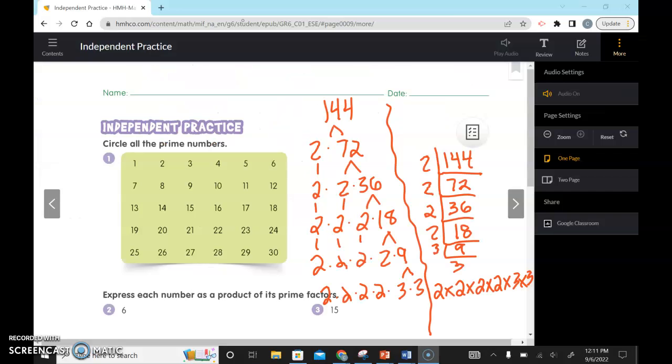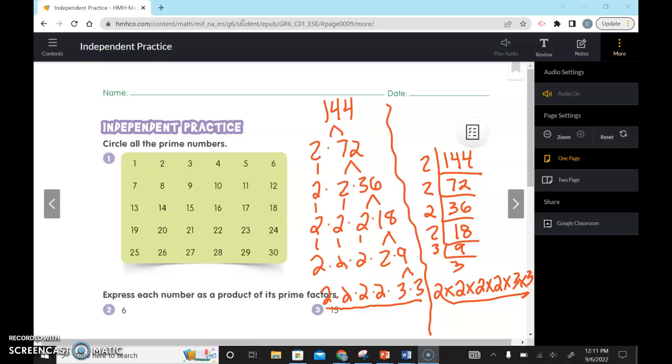So now you can see that 144 is expressed as a product of its prime factors. All of these numbers here are prime. All of these numbers here are prime. And you can see now that I've come to the bottom of my ladder here, I have a prime number, so that means I know I'm finished. I don't have any other number to break down after my factor tree, so I'm finished as well. So 2 times 2 times 2 times 2 times 3 times 3 gives me 144.